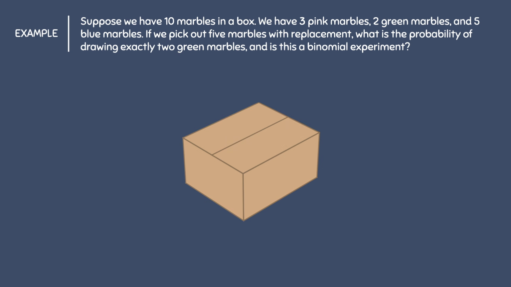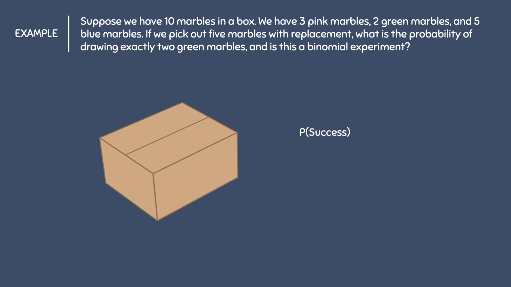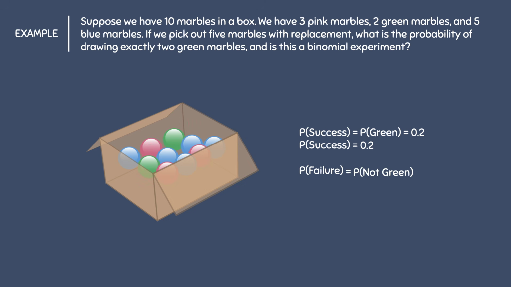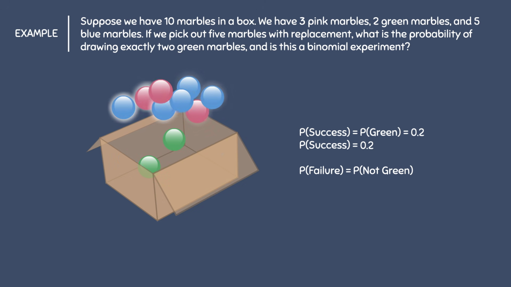Now let's calculate some probabilities. The probability of a success is equal to the probability of drawing a green marble. Since there are 10 marbles in the box and only 2 of them are green, the probability of drawing a green marble is equal to 2 over 10 or 0.2. Therefore, the probability of a success is equal to 0.2. The probability of a failure is equal to the probability of not drawing a green marble. There are 10 marbles in the box and 8 of them aren't green, so the probability of not drawing a green marble is just 8 over 10 or 0.8. Therefore, the probability of a failure is equal to 0.8.